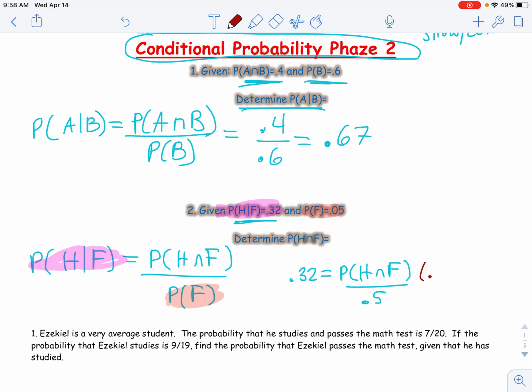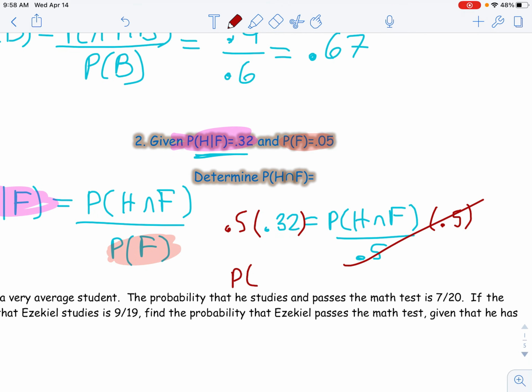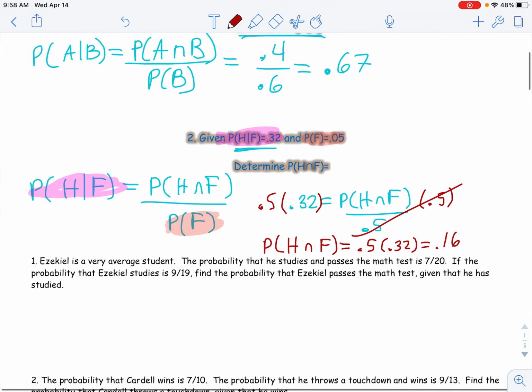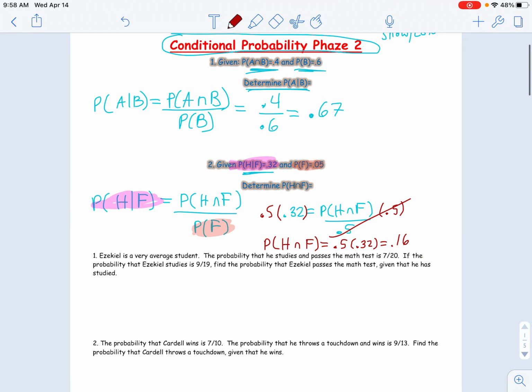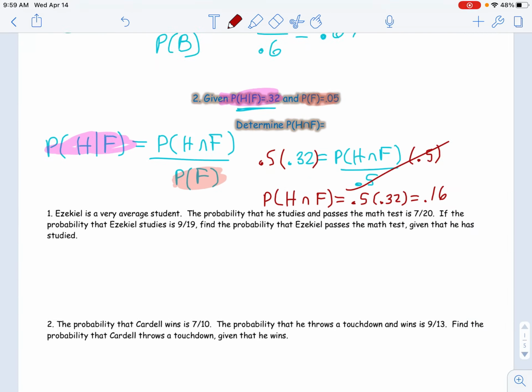So it's really just solving for the intersect. You're going to multiply both sides by 0.5. They're going to cancel out on the right-hand side. So the probability of H intersect F happening is 0.5 times 0.32, which I believe is about 0.16. I'm right, and that's that. All right, so just a little dive back into the formula, very mathematical right there, pure math. Now we're going to do some word problems.